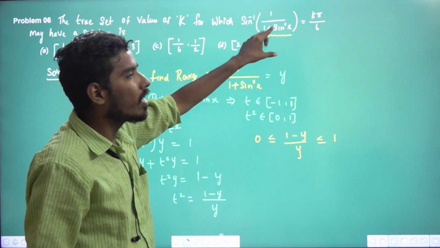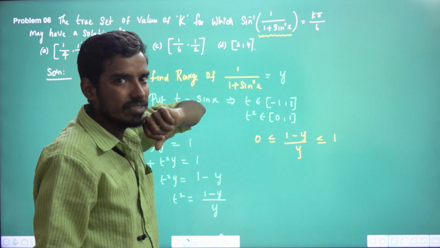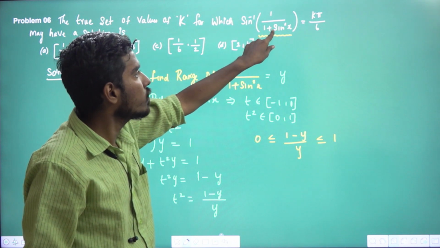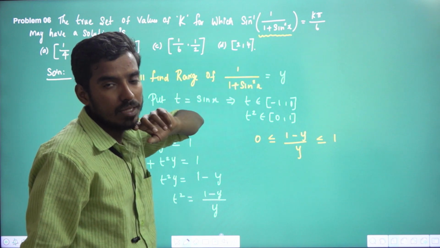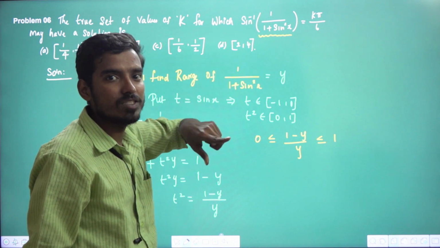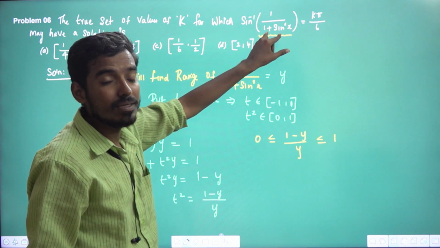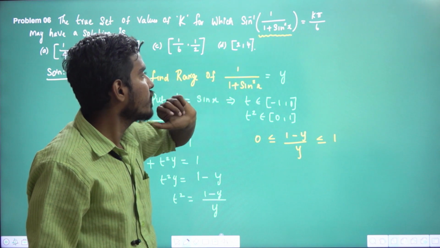Okay, actually what is the domain of this function, 1 divided by 1 plus sin square x? The domain is all real numbers, because the denominator will never be 0. The denominator would be 0 when sin square x is minus 1, but sin square x can never be minus 1, because sin square x is always positive. So the denominator will always be greater than 0. That is, the denominator will never be 0. Okay? Denominator will never be 0.